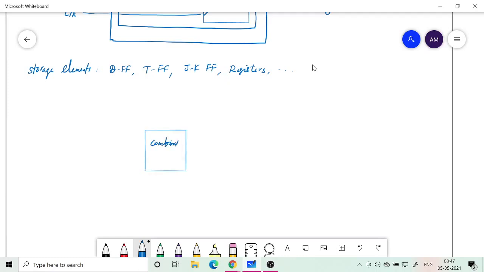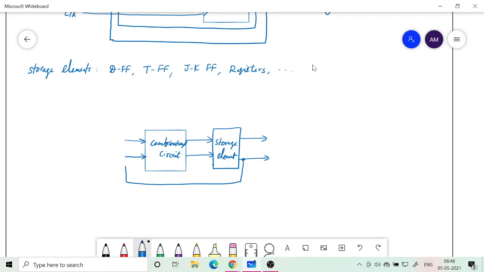So this is the combinational circuit, and the external input is coming, and these are given into the storage element, and then the output is basically taken from the storage element.